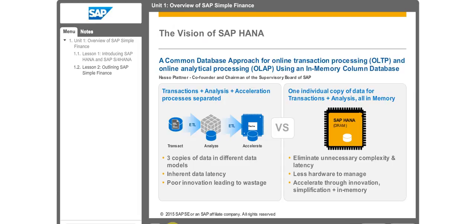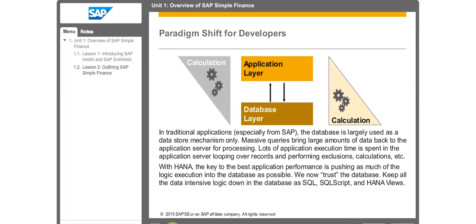It means you have less hardware to manage as everything is stored on one database, and you can accelerate operations through the innovation and simplification offered by in-memory. With SAP HANA, there is a paradigm shift for developers. In traditional applications, the database is largely used as a data store mechanism only.